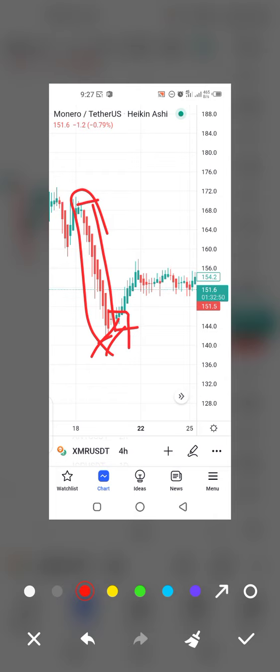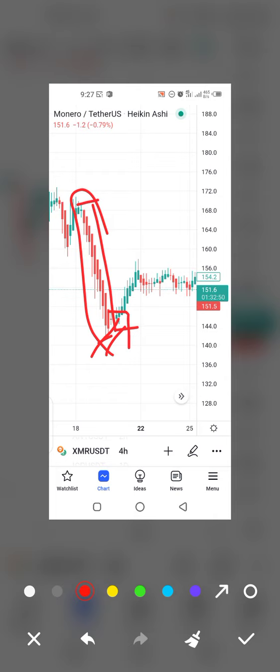Like I usually say, there are so many things that people talk about in the crypto space. But this is my say: you find a strategy that works for you and you stick to it. And the strategy I'm talking about here is identifying a downward trend, either in the 4 hour time frame or in the 1 hour time frame, using the Heikin Ashi candles.